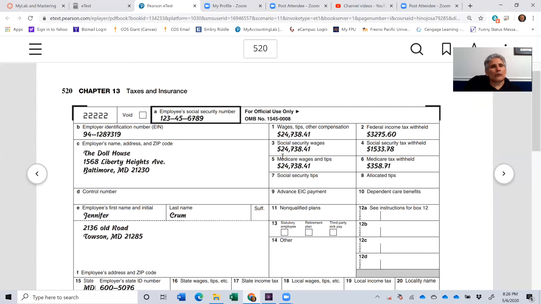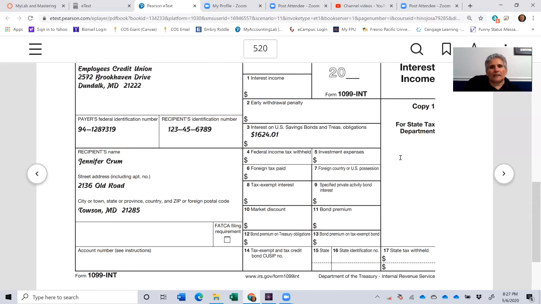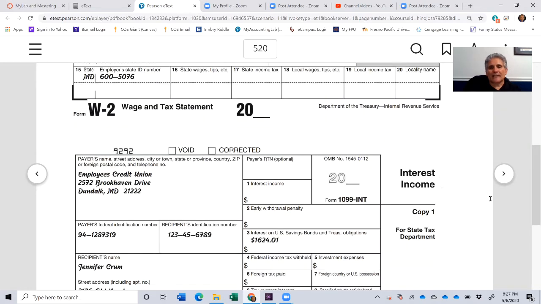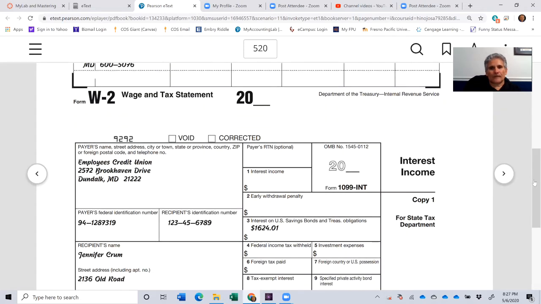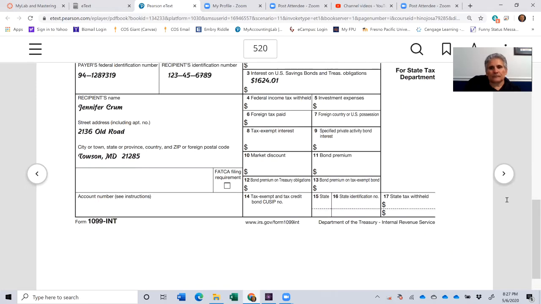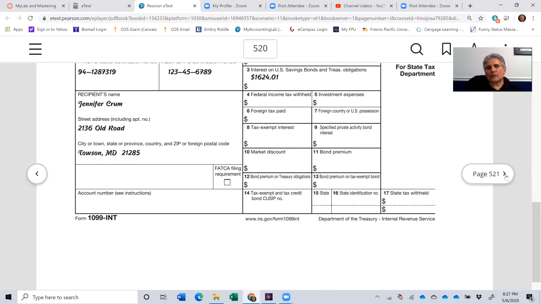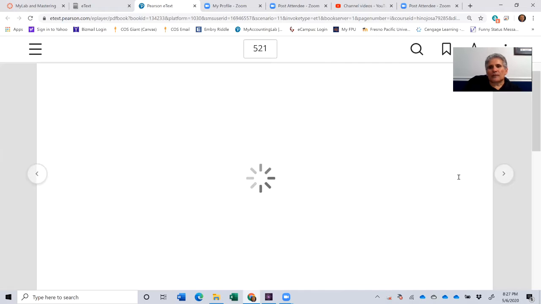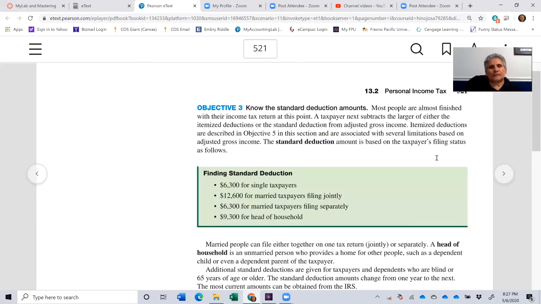Here's an example of her W-2 showing that in box 1 she made $24,738.41. Here's the 1099 INT that she received, and it's showing she earned $1,624.01 in interest. So those are the forms that you would use to determine what your income is.